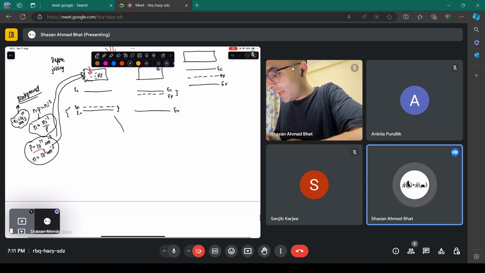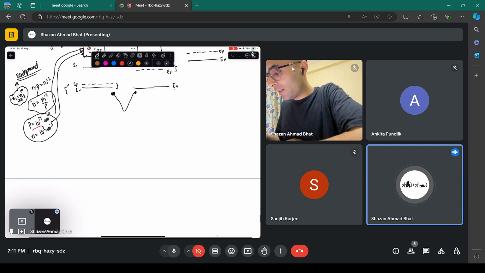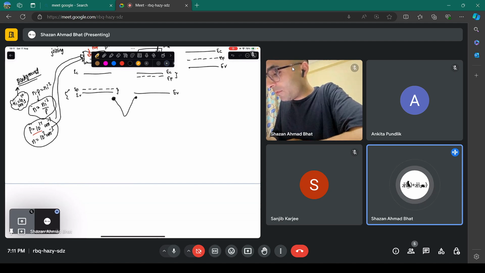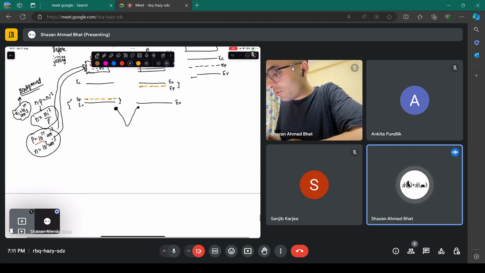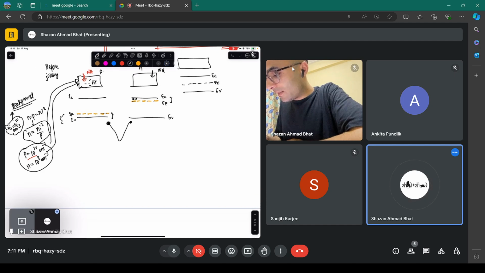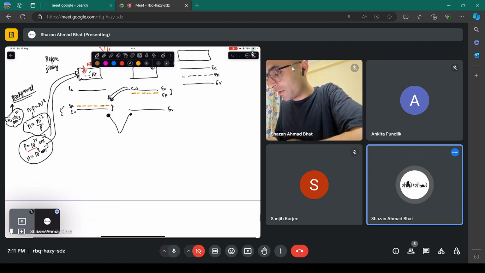Now you combine these two regions, and from the basic things you might have studied, what happens is that because the Fermi energy is higher on this side and lower on this side, the electrons on this particular region will move to this region, diffuse to this region, because of the higher Fermi energy.